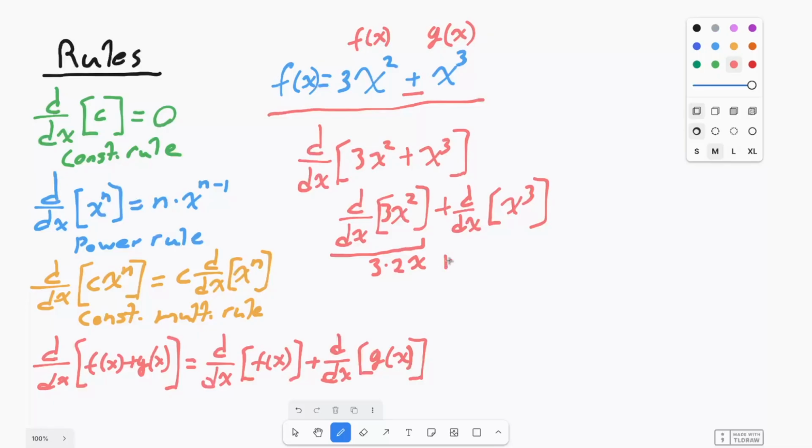Now we're going to add our addition. And then we're going to take care of this term here, the derivative of x cubed. So simple power rule, we bring down the 3, and then that's going to be multiplied by our x, and then we're going to subtract 1 from the exponent, so x to the 2. So we simplify this, we get 3 times 2x, 6x, plus 3x squared. That is how we deal with addition and subtraction in derivatives.